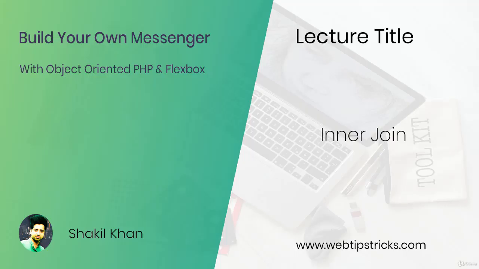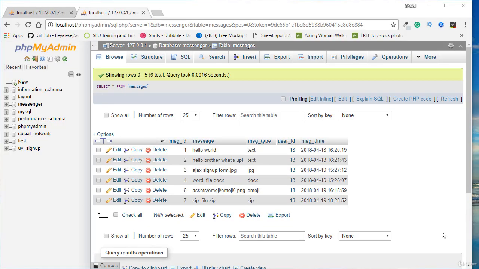Welcome back friends. In this lecture we will learn what is inner join and how to use the inner join. But first of all, what is join? What is a join query? A join query means if you want to select data from two tables, then you can use the join query. If you want to select data from two tables using a single query, then you can use the MySQL join query.